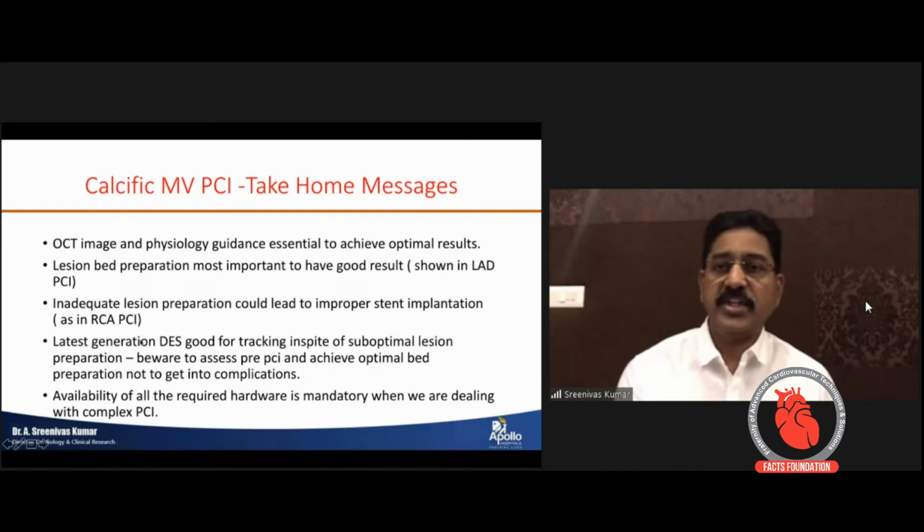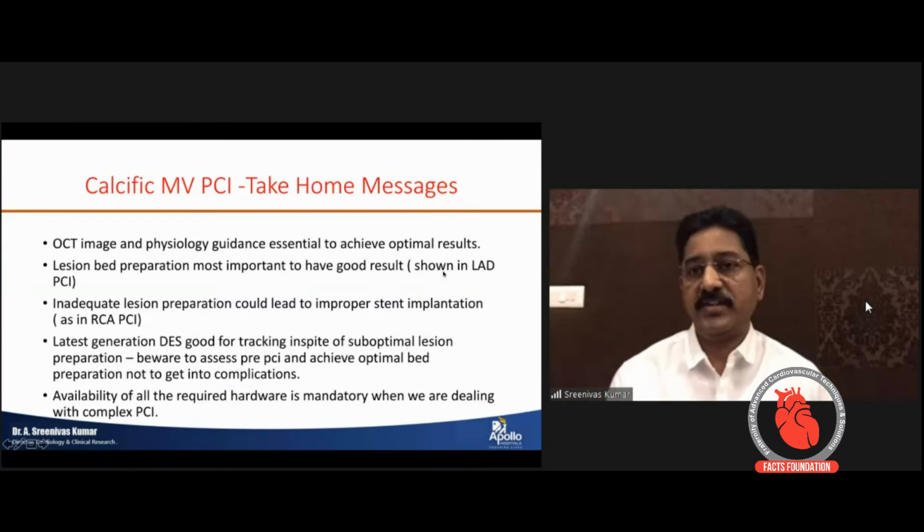So the take-home message from this case is that OCT imaging and physiology are important to get the results and also confirm them, like what we did in the LAD and LCX. And lesion preparation is most important, as shown in the LAD. In the LAD we dilated it well, and then the stent went in well and the results were quite good.